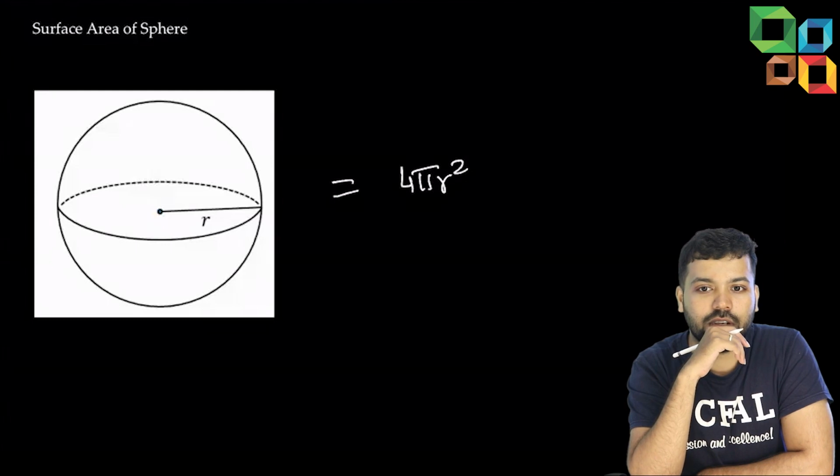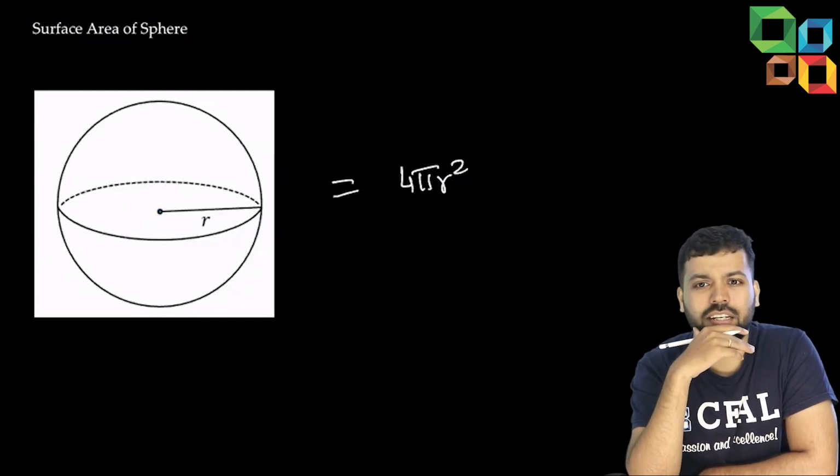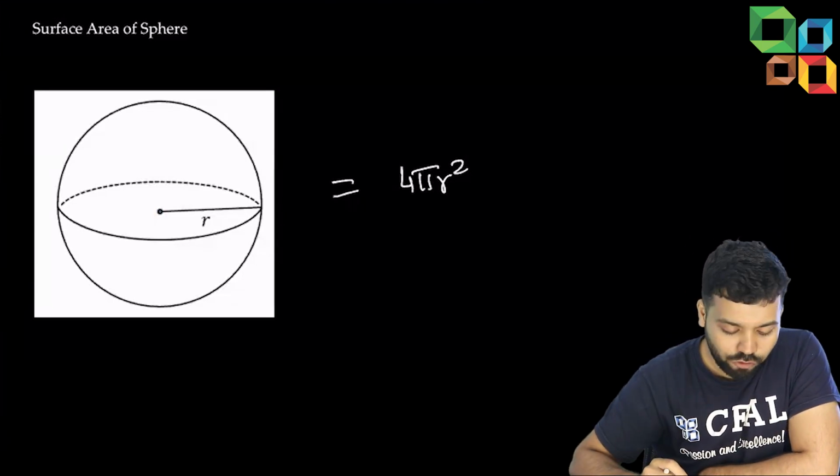Okay. So this is very much needed for JEE. And I think it's there in PU syllabus also, double integration. Okay, 4 pi r square.